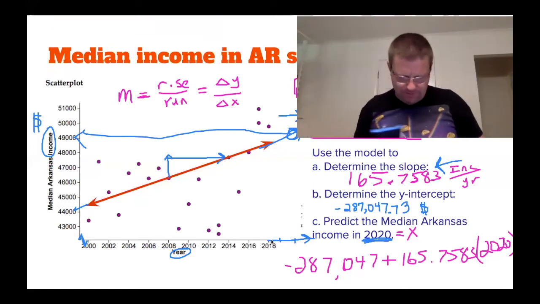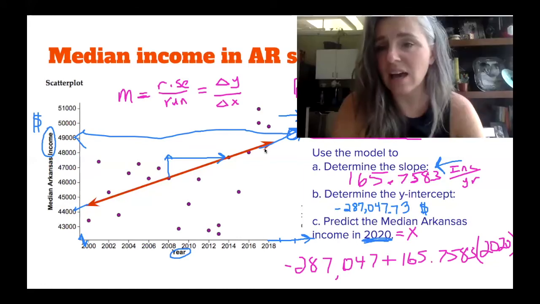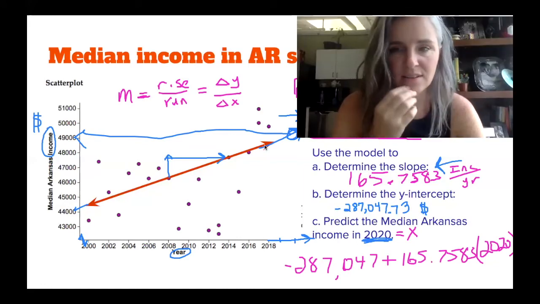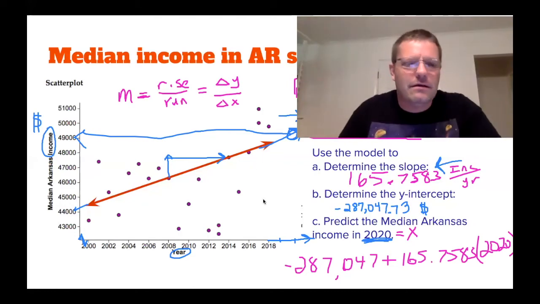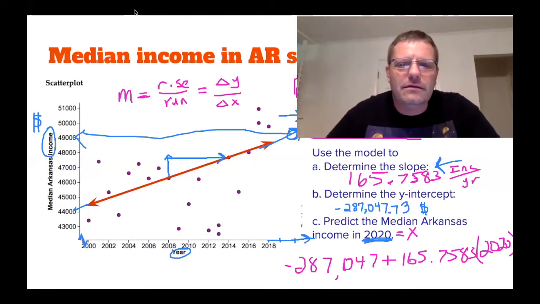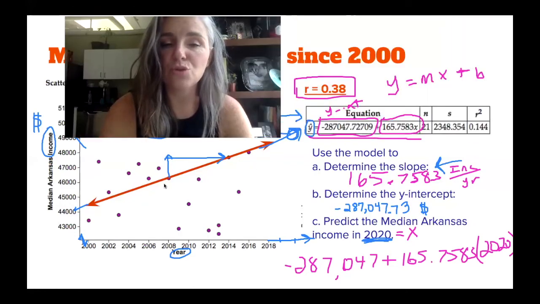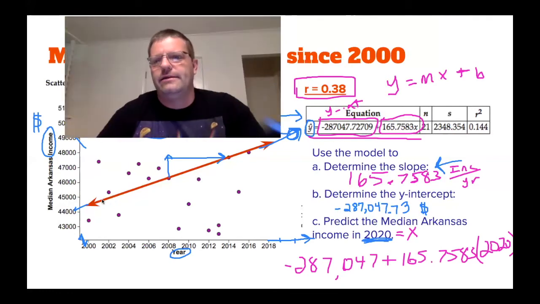And it is 47,784.8. So 47? Did I do something wrong? No, I could just have the line bad because I drew it. Did I? And that's another issue: if you drew this line like I did.